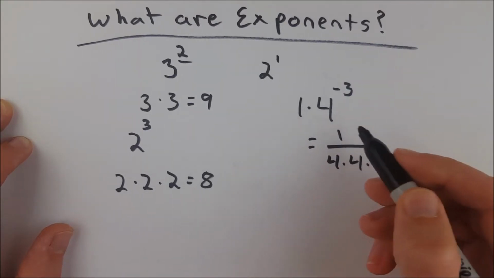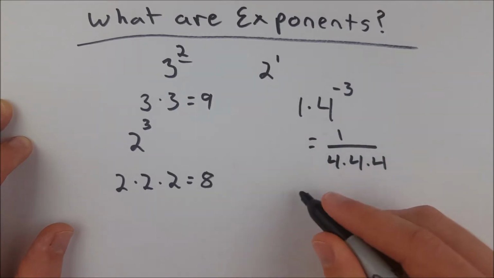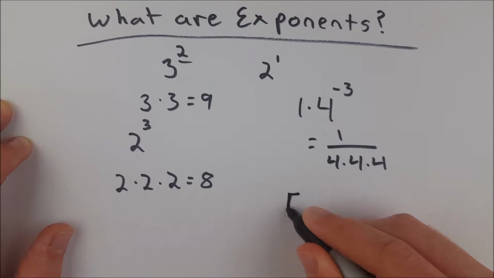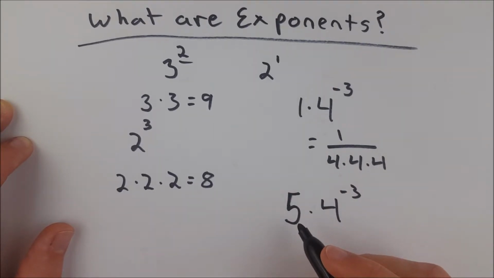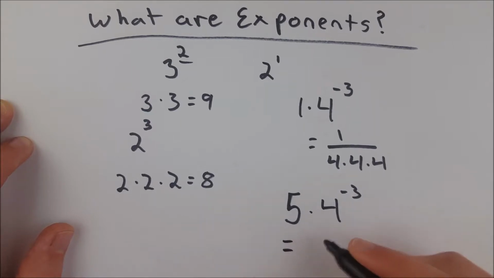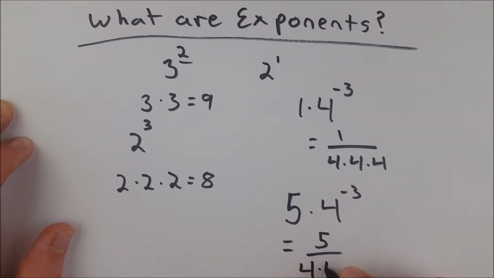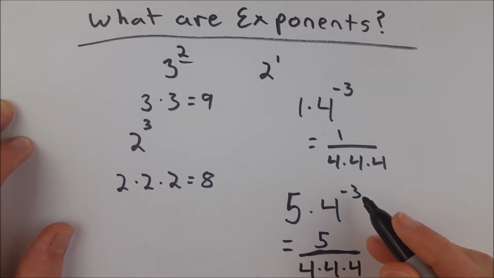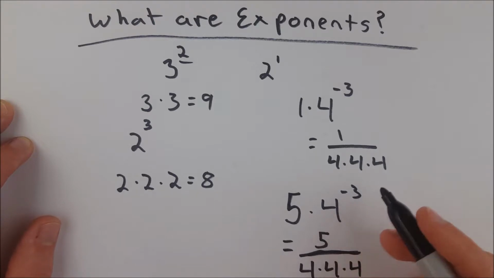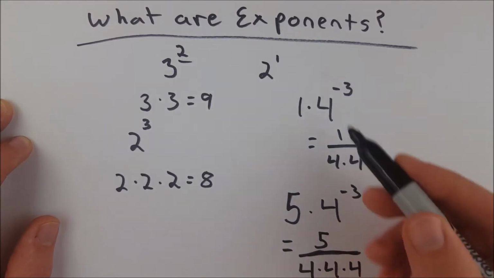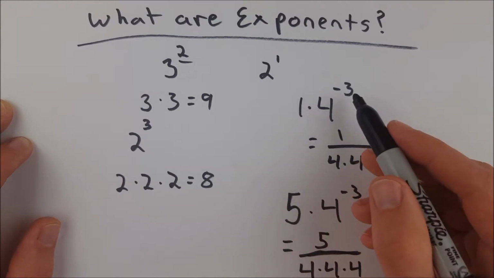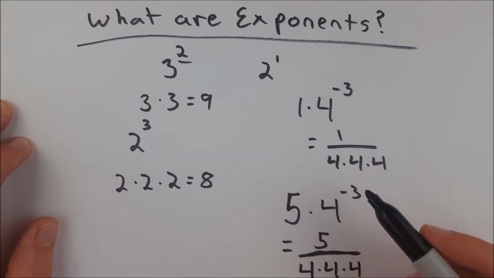You can see if we had some other number in front of the 4, for example, let's say we had 5 multiplied by 4 to the negative third, we could just divide 5 by 4 3 times, which again is equal to 5 divided by 4 times 4 times 4. And this would be 5 times 4 to the power of negative 3. But if you don't have any coefficient in front of it, you would just divide 1 by your base, the amount of times indicated by the exponent.